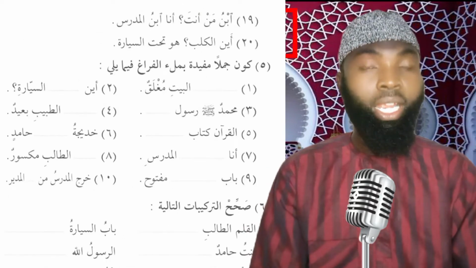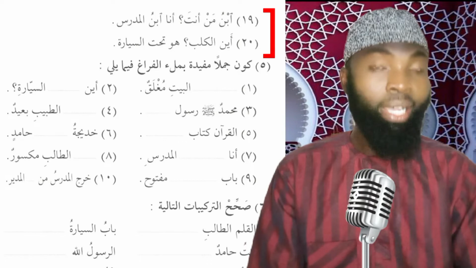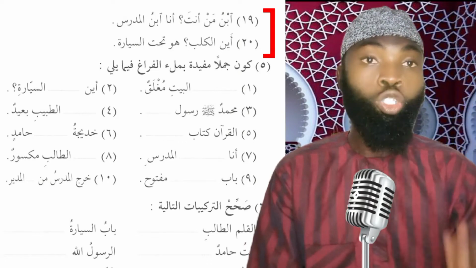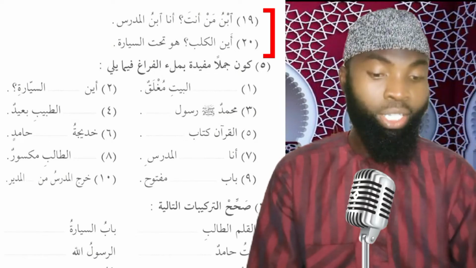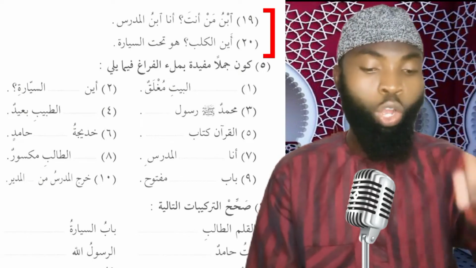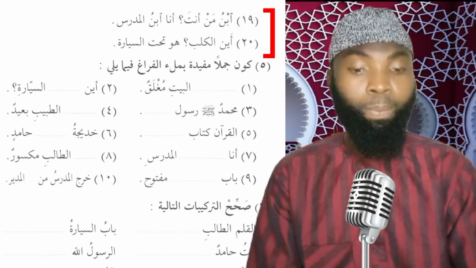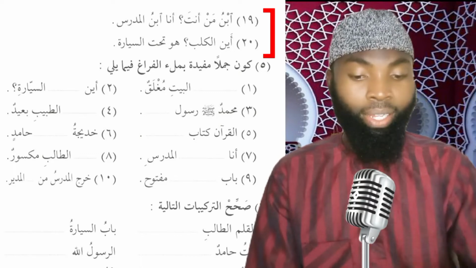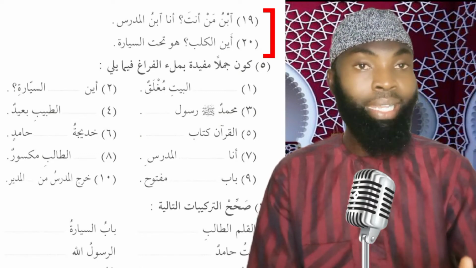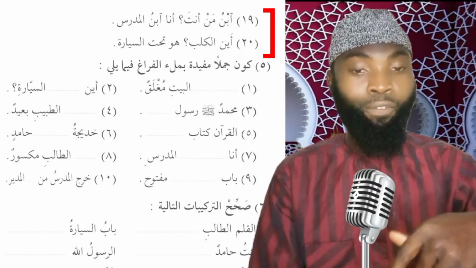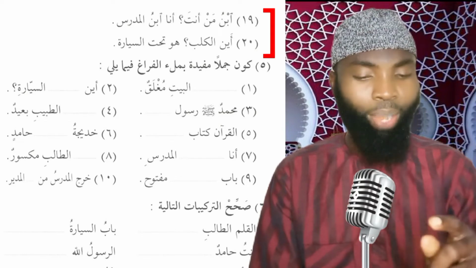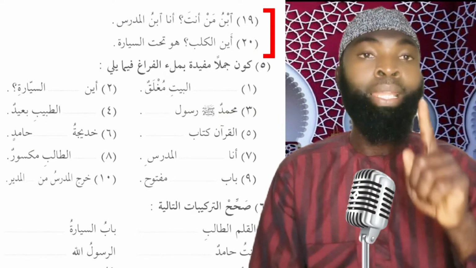Number 19, Ibnu Man Anta. We can notice this. The word Ibnu begins with the Hamza, Hamzatul Wasl, and this Hamza is to be pronounced if it begins a sentence. That's why we have Ibnu Man Anta. Whose son are you? And the response is Anabnu. Now that the same Ibnu is coming in the middle, we have Anabnu Al-Mudarrisi. I'm the son of the teacher.